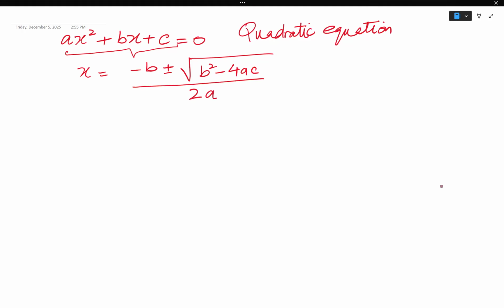So if the term which is under the root is positive, then we expect to have positive real roots, right? And if it is 0, then we have equal roots. And if it is less than 0, then we are going to have complex roots.